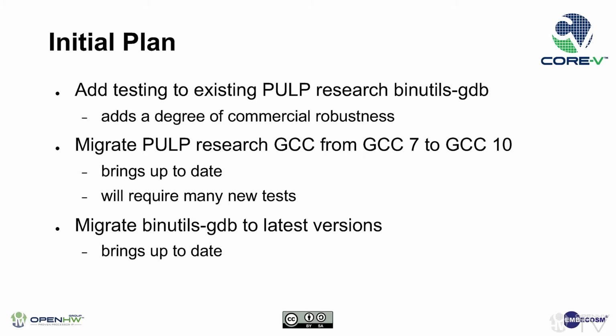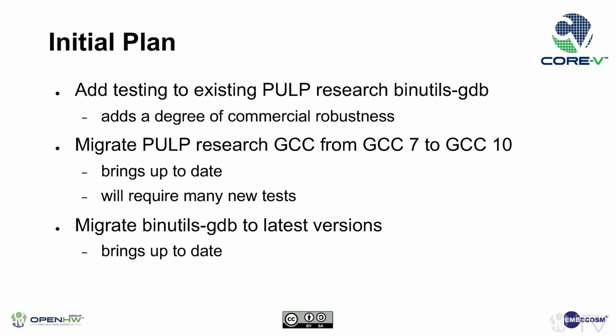And our plan of attack is to start with the pulp research binutils. At the moment, there aren't any tests for the new Core-V features in binutils. So we intend to add these tests and make sure they're passing to ensure a degree of commercial robustness. Once we have a stable binutils with Core-V support, we'll then move on to GCC support.